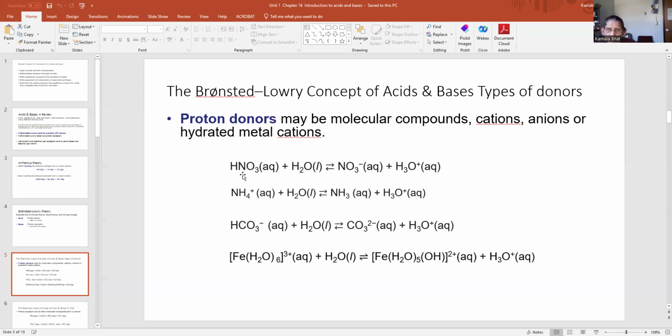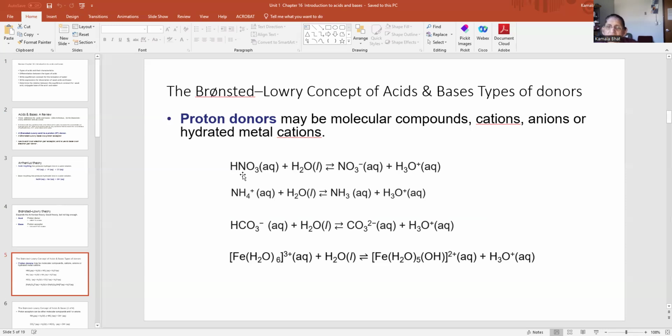Now, as soon as you look at this equation, you see two important concepts straight away. If you look at the formula of HNO3 and the nitrate ion, NO3 minus, all elements are the same. The only difference between HNO3 and NO3 minus is one proton. Let's look at water. Water on the left-hand side is H2O, but when it accepts a proton, it becomes H3O plus, and H3O plus is an acid, and H2O on the left-hand side was a base.